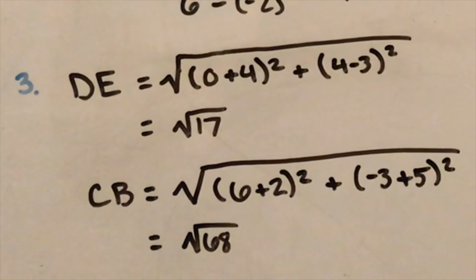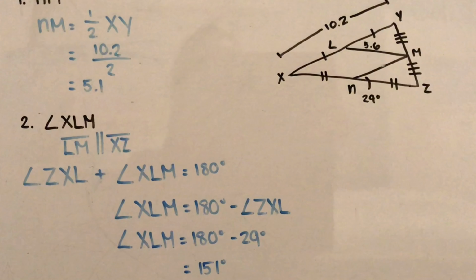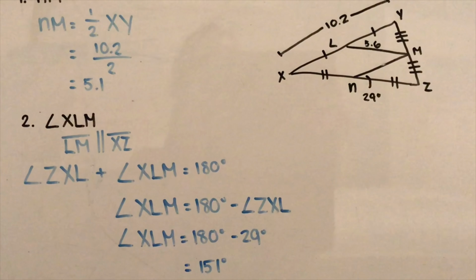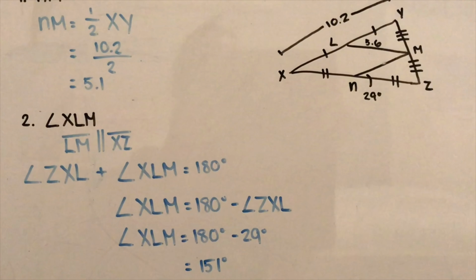We're going to be solving for the angle measure of XLM. We know that LM is congruent to XZ, and we will be using the equation angle ZXL plus angle XLM equals 180 degrees. Angle ZXL is congruent to angle YXZ, which is 29 degrees, and 180 minus 29 equals 151 degrees, which is the angle measure of XLM.